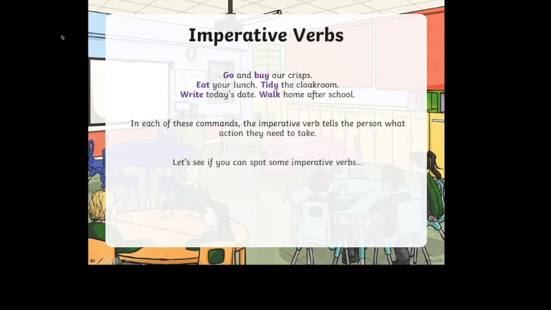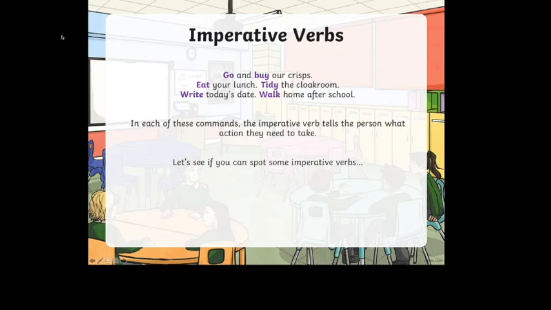Okay, go and buy our crisps. Eat your lunch, tidy the cloakroom, write today's date, walk home from school. In each of these commands, the imperative verb tells the person what action they need to take. So in the first one, there's two. Go, what you need to do when you go, buy our crisps.